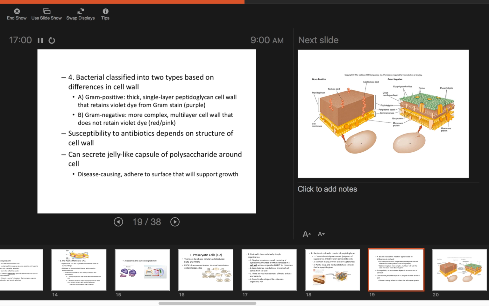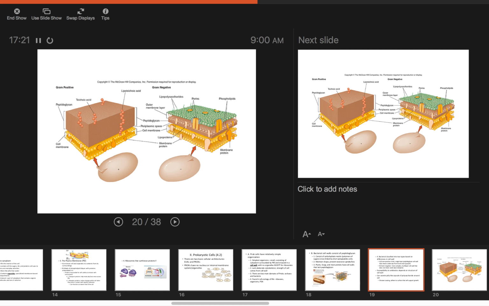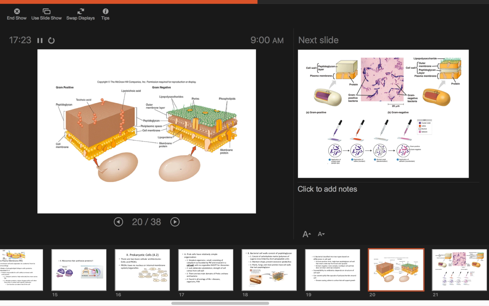Okay, so susceptibility to antibiotics depends on the structure of the cell wall. I'm going to show you diagrams of these two and then talk about how some antibiotics actually work. Some can secrete a jelly-like capsule on the outside of the cell. These guys are, like I said, the most dangerous ones. They're disease-causing. They'll stick to surfaces that will help support their growth. So here's the difference between gram-positive and gram-negative. Here's gram-positive, one-layer, thick peptidoglycan cell wall.